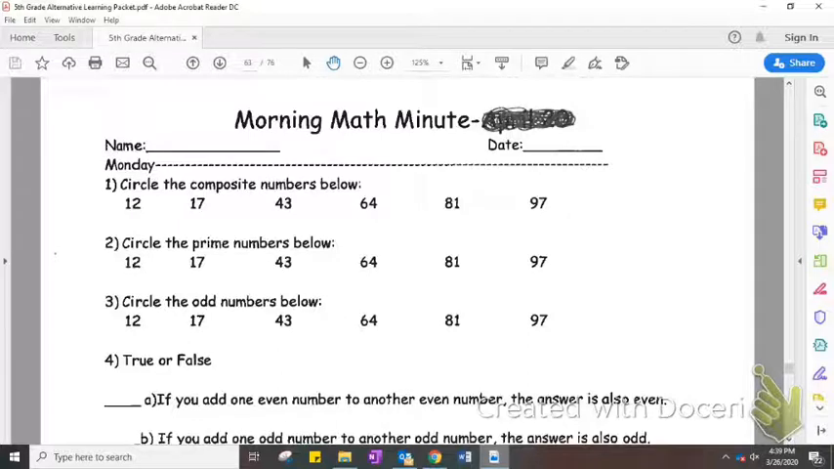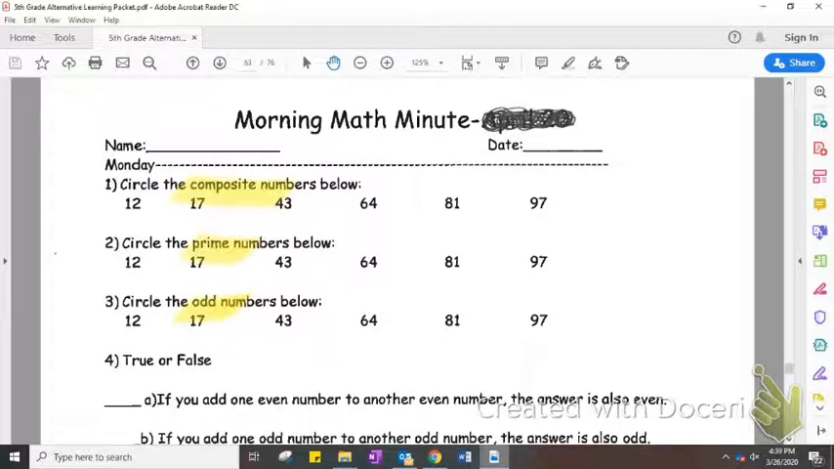So if you've been checking out my YouTube channel, you saw that I went over the difference between prime and composite numbers and even and odd numbers. So I'm not really going to spend a whole lot of time going over that. If you don't remember the differences, I recommend you check out that video on my YouTube channel.